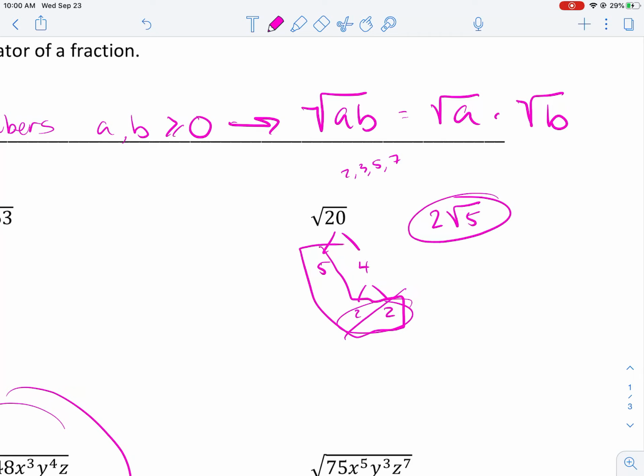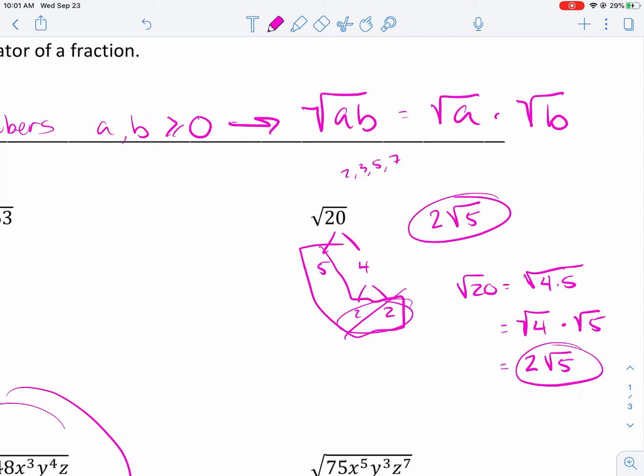Okay. What this property is saying, which we will use as we go further into the lesson here, is that square root of 20 is also equal to square root of 4 times 5. So I didn't change anything. I still got the same numbers, still the same value underneath the radical. But now using this property, I can separate those. So I got the square root of 4 times the square root of 5. Well, we know what the square root of 4 is. Square root of 4 is one of our perfect squares, so that's a 2. And we still end up with the same answer.